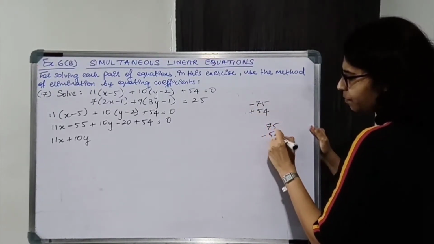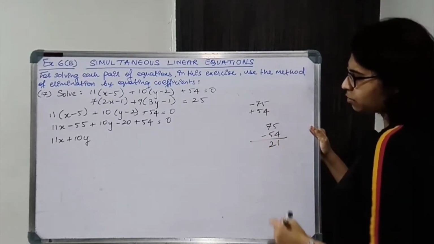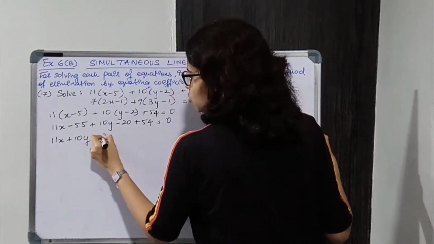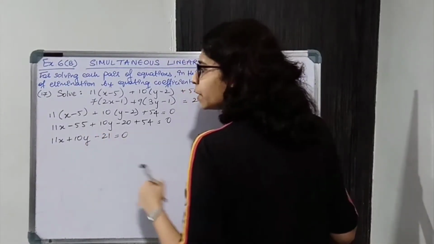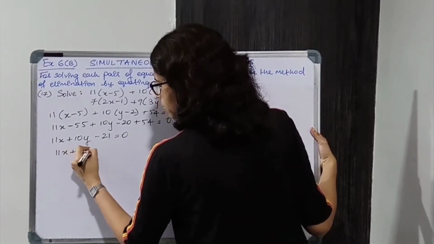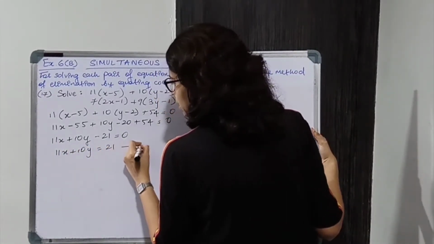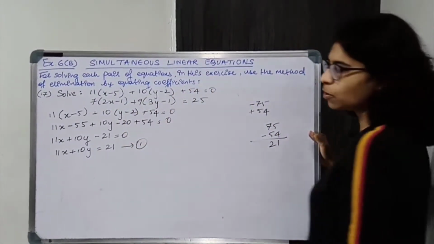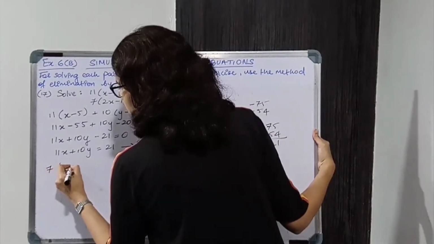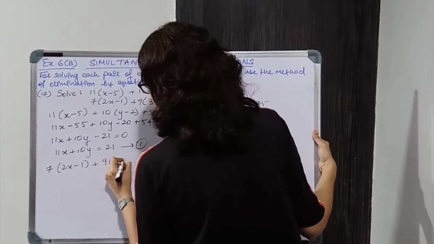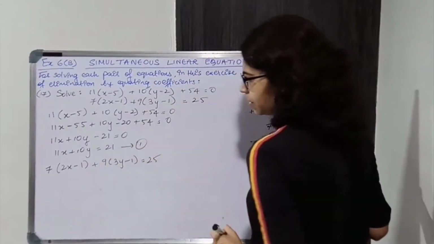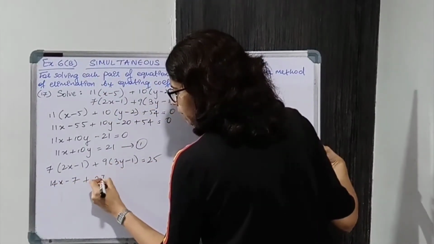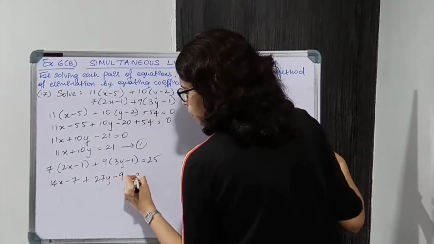कितना होगा? That will give me 21. Okay. But negative 21 because greater number is negative. So minus 21. Shifting 21 over here, it will become positive. Okay. So this is equation number 1. Now similarly we'll bring this in the required form. Okay. So 7 into 2x minus 1 plus 9 into 3y minus 1 is equal to 25. So opening the brackets, 14x minus 7 plus 27y minus 9 is equal to 25.